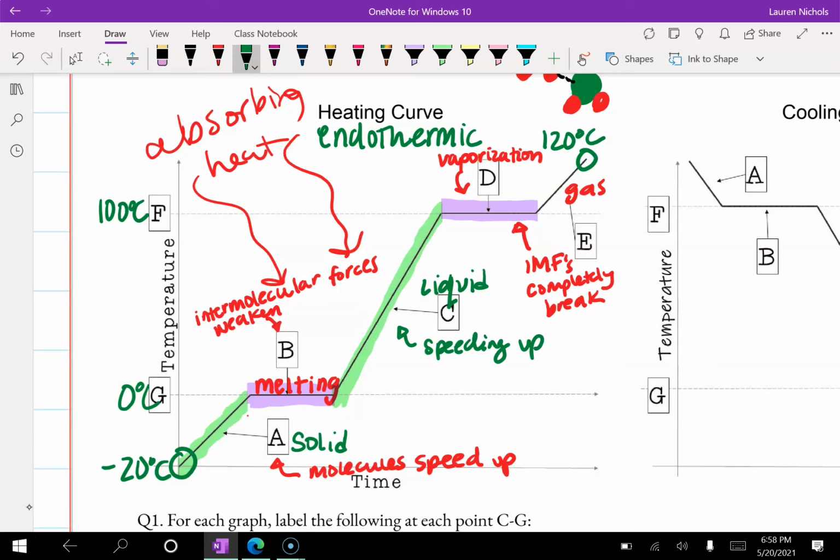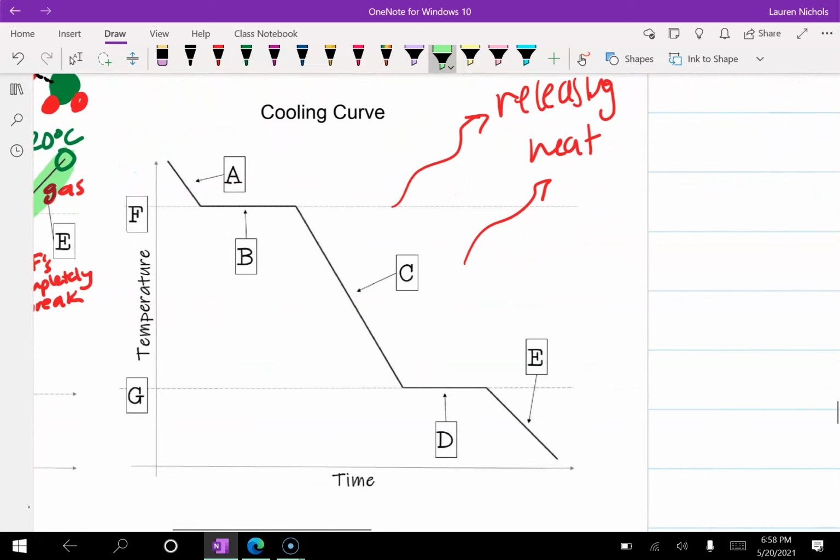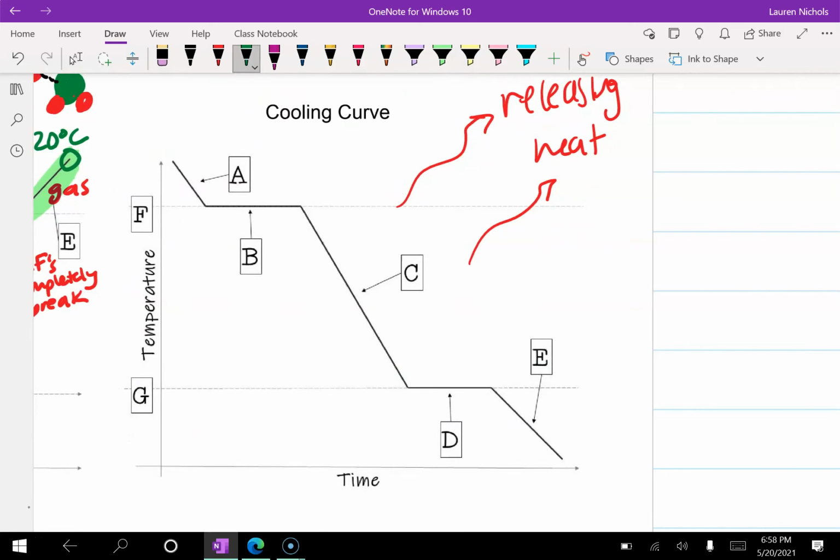So the angled areas, these angled areas in green, speeding up. Flat sections, your IMFs are weakening or breaking. Now, if we look at a cooling curve, what's interesting is that melting and freezing and vaporization and boiling, those phase changes, they actually happen at the same temperature. It just depends on whether or not you're adding heat to break them, or if you're removing the heat or releasing the heat in order to strengthen those intermolecular forces.